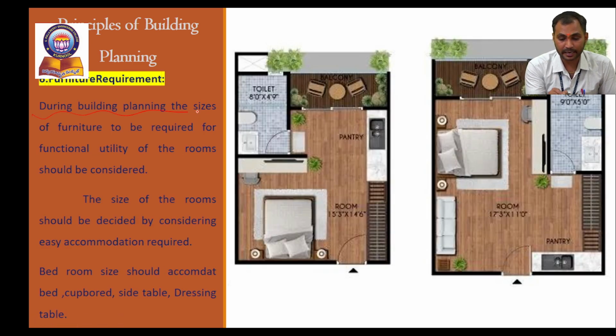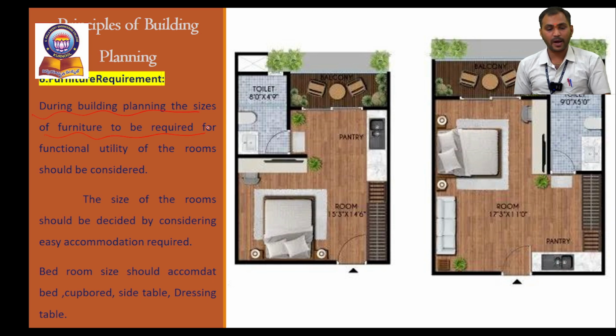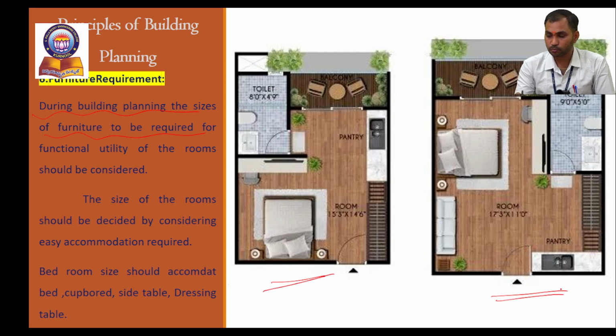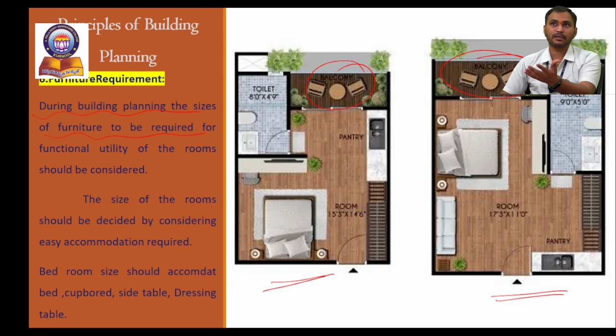So during building planning, the sizes of the furniture required for the functional utility of the rooms should be considered, which depends on the roominess, the size of the room. Just observe here what furniture requirements there are from one room to another. We have to give furniture mainly for bedrooms, and next for halls, sit out places, balconies or verandas, washing areas, or any utility areas.